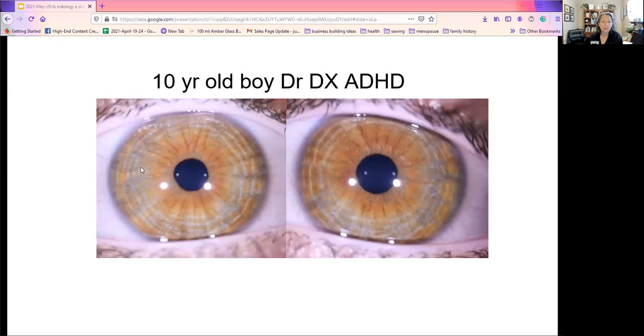Now, it's important to remember that this set of markers, the contraction furrows and the radial furrows, is not enough to make a diagnosis of ADD or ADHD. And we couldn't make a diagnosis like that anyways, unless we are licensed medical practitioners. But these markings lead us to want to ask specific questions. And these questions help us to assess how much time this person spends in the sympathetic response, and therefore how much time they spend not attending to the thing that they should be attending to.